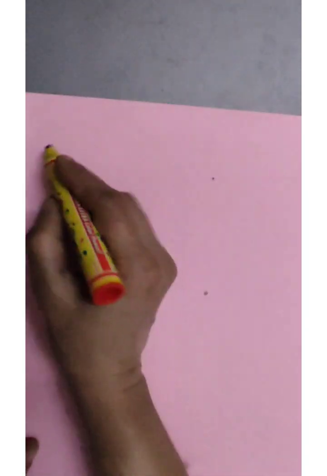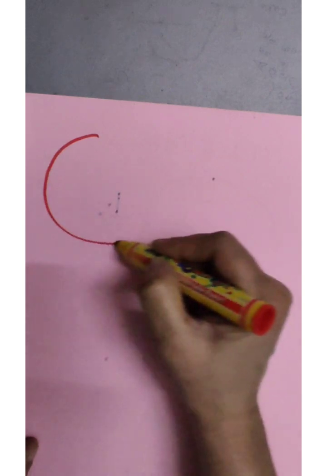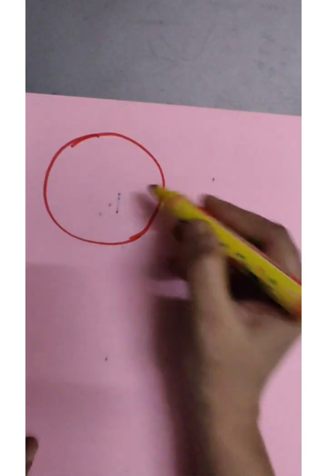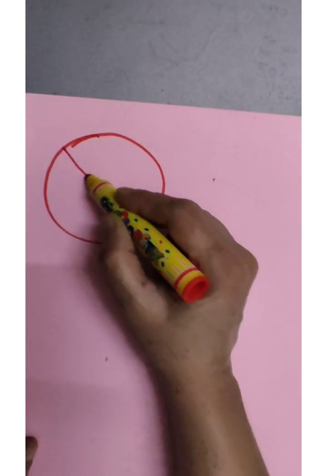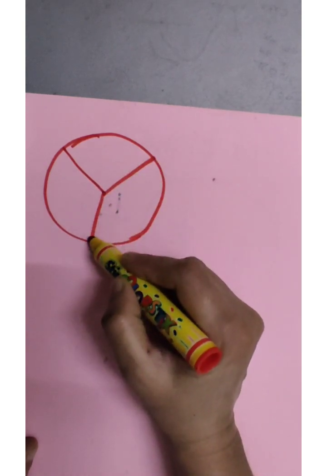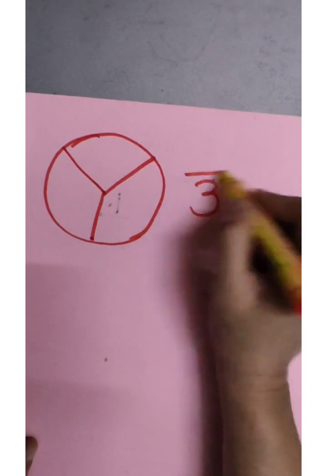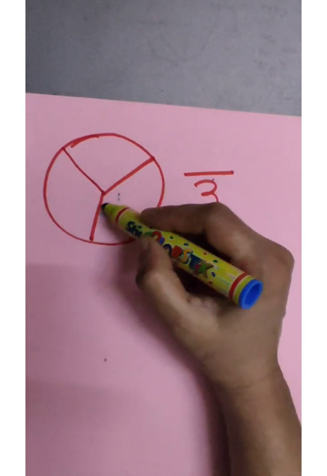Children, suppose I have a figure. Suppose it is a cake. I am dividing the cake into 3 parts. So I divided the cake into 3 parts. From those 3 parts, I take away 1 part.